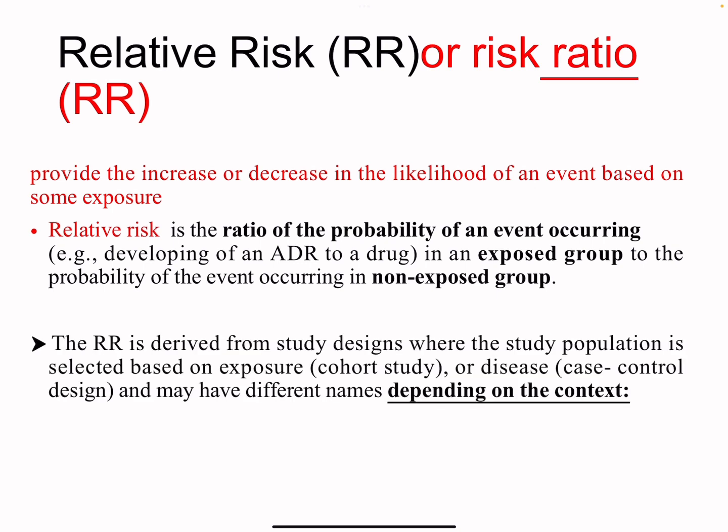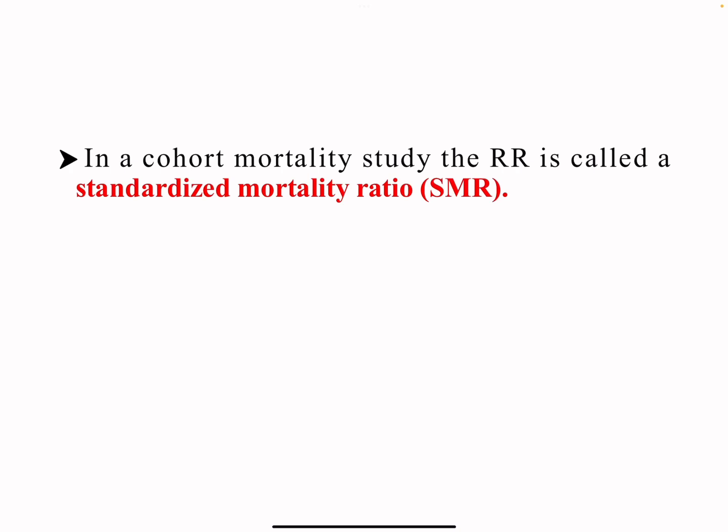The RR is derived from study designs where the study population is selected based on exposure. So here we have exposure. To measure the relative risk, we need a certain exposure. So it is commonly done in cohort studies and case control study designs, and may have different names depending on the context. So we can find different nomenclature for the relative risk according to the context.